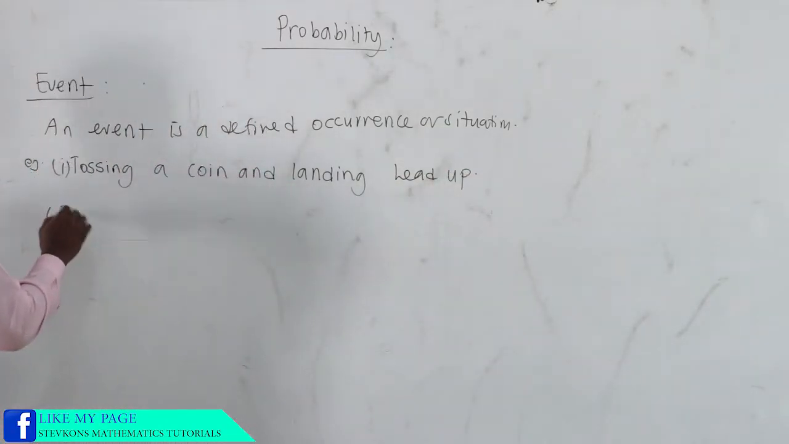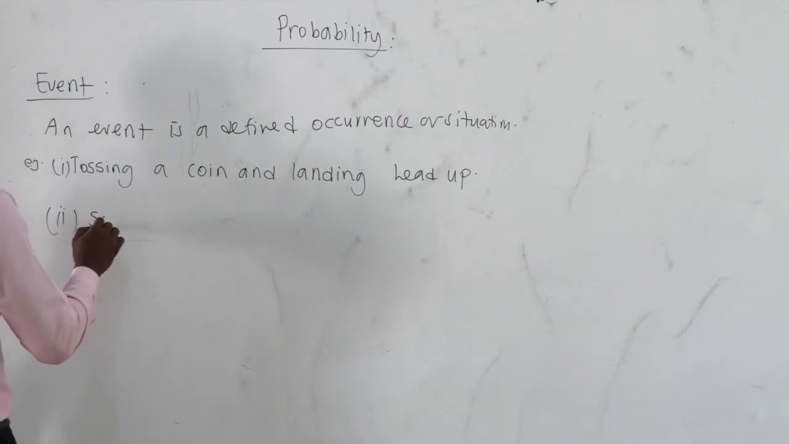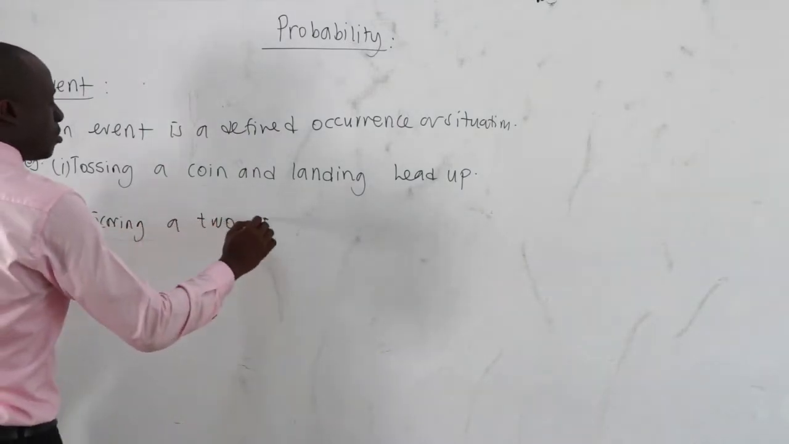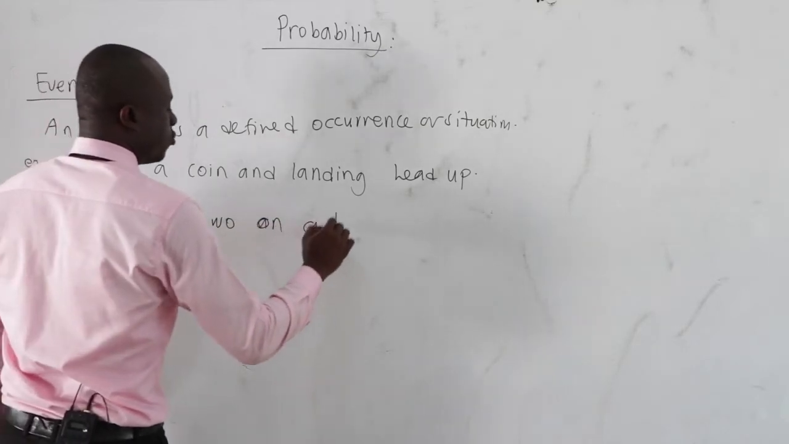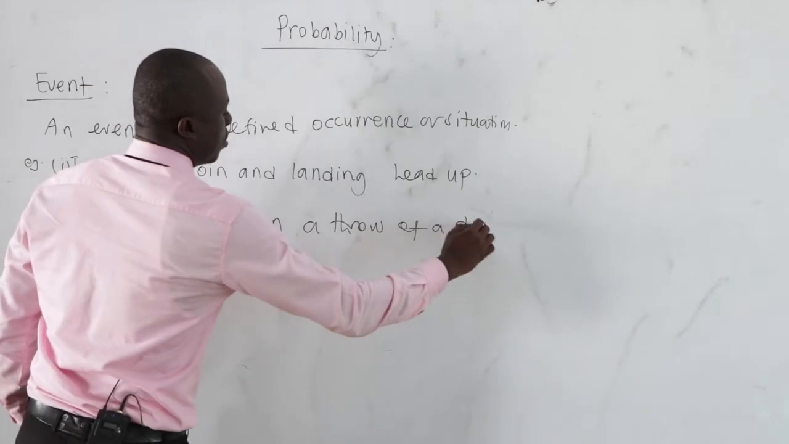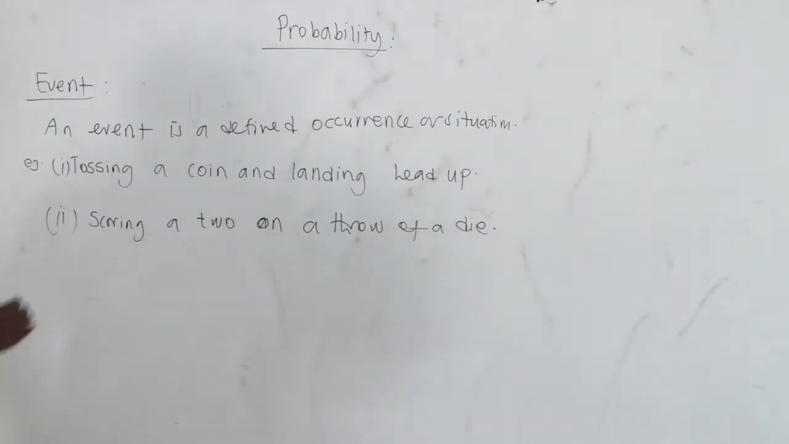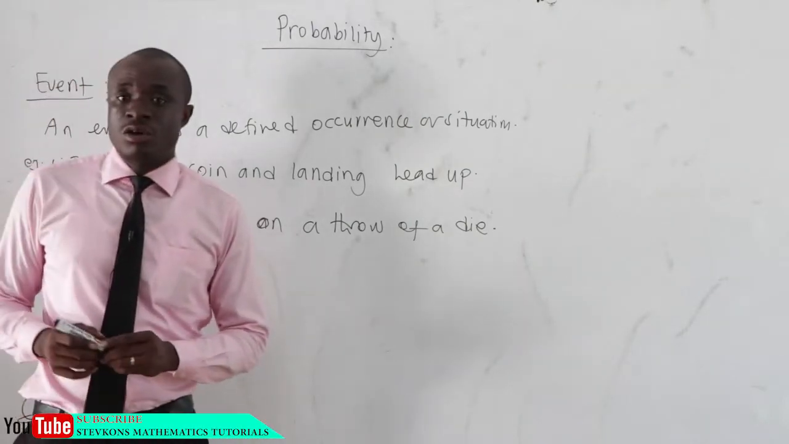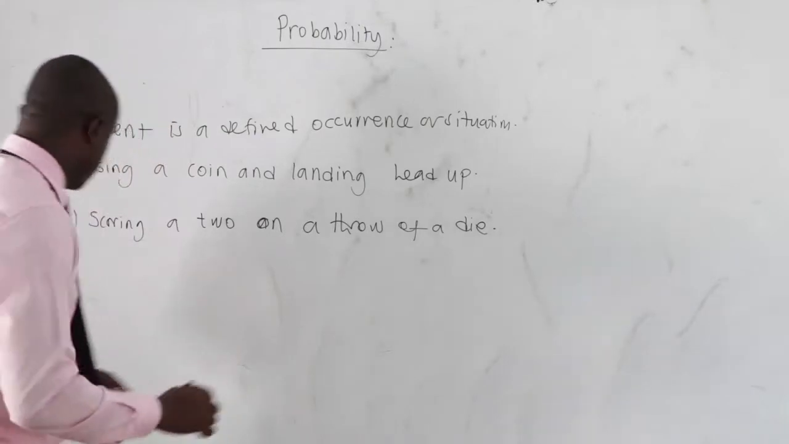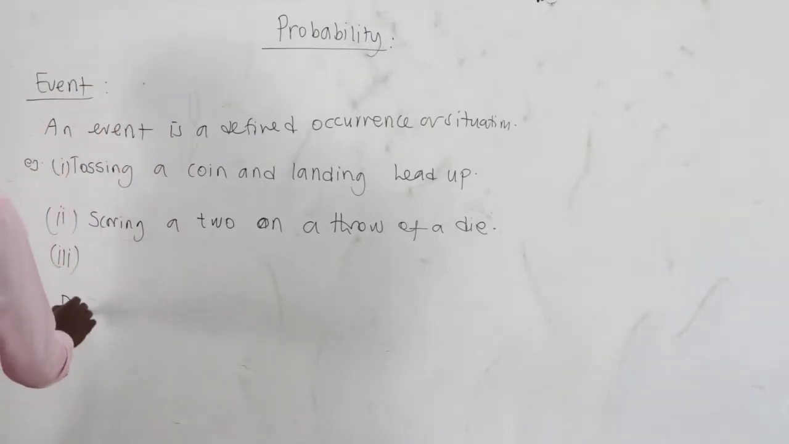And then secondly, scoring a 2 on a toss of a die. And then thirdly, winning the first prize of a raffle. Now, the next thing we'd like to consider is possibility space.